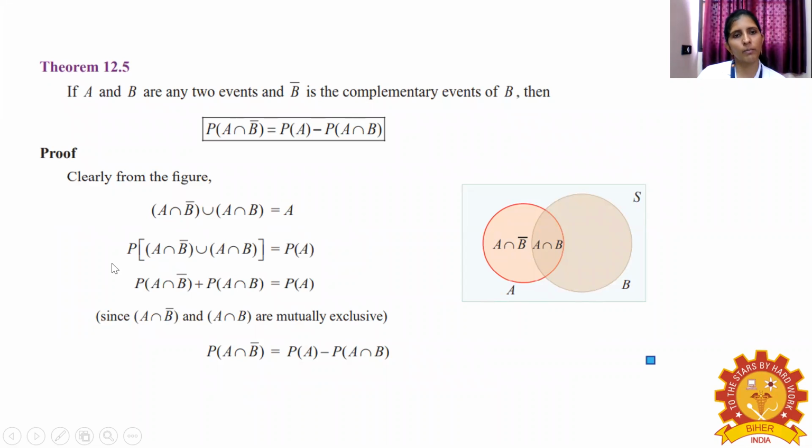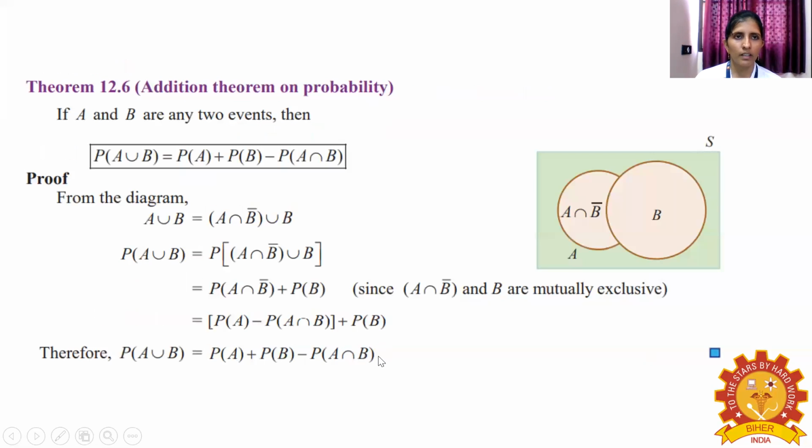Okay, so we find the probability of this particular event is equal to P of A. So P of A intersection B bar plus P of A intersection B is equal to P of A. As you can see, we use the addition symbol here instead of union, since both are mutually exclusive events. We take this to the right hand side, so we have P of A intersection B bar equal to P of A minus P of A intersection B.